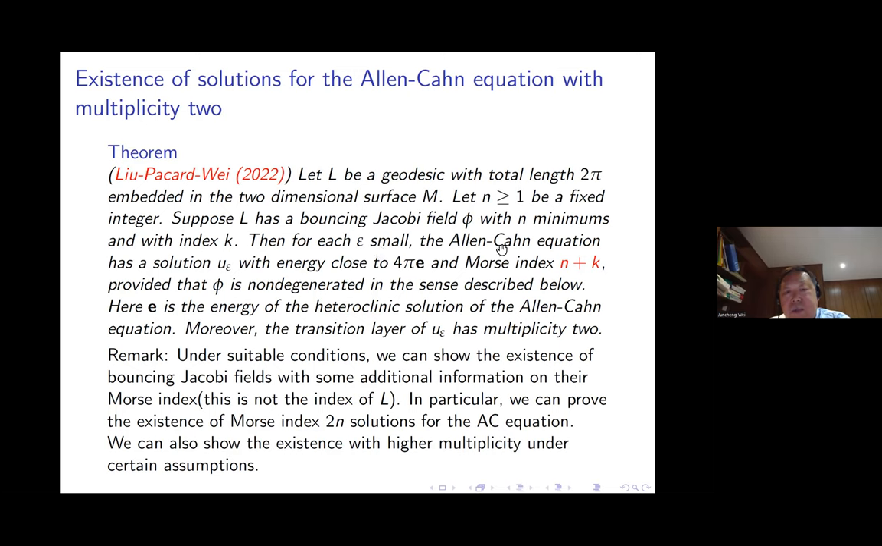Then for some small epsilon, we have an Allen-Cahn solution with multiplicity 2. So it's 2 times 2, so you get a 4 pi epsilon. And the Morse index will be N plus K, where N is the number of Bunsen points, and K is the index of the Jacobi field. Okay. Now, provided that the Bunsen Jacobi field is non-degenerate.